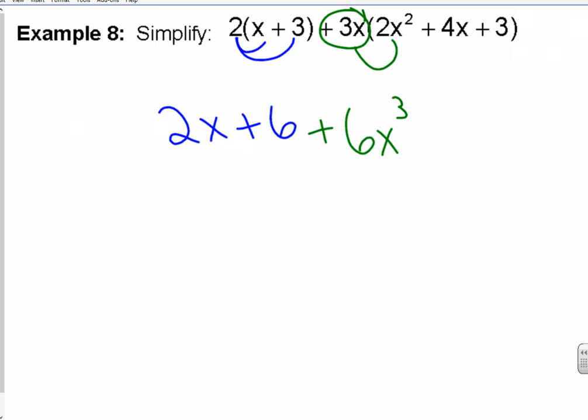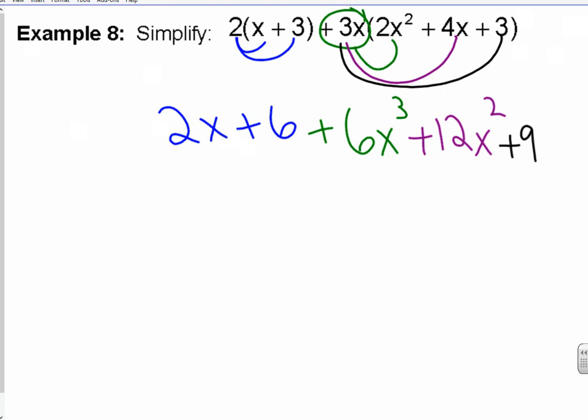I then do 3x times 4x. That gives me positive 12. X times x is x squared. Again, we're adding the exponents. And then I go ahead and multiply 3x times 3, and that's going to give me 9. The x goes along for the ride.